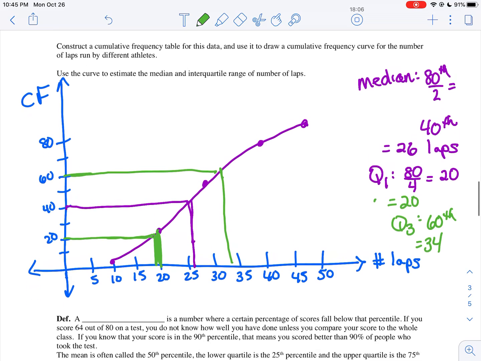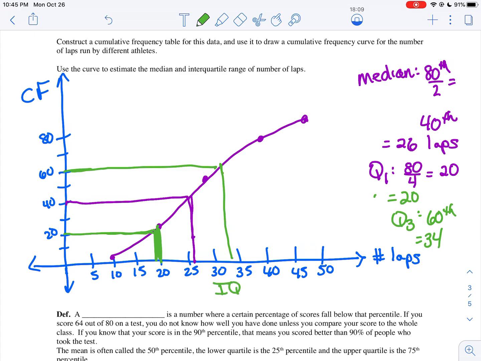34. And again, you're eyeballing this, and you probably would use graph paper and it would turn out a whole lot better. So the interquartile range is going to be 34 minus 20, which is 14. I got the median. This was the median. Okay, there we go. All right.